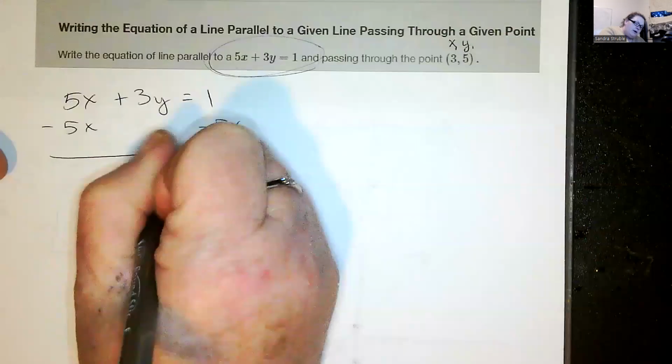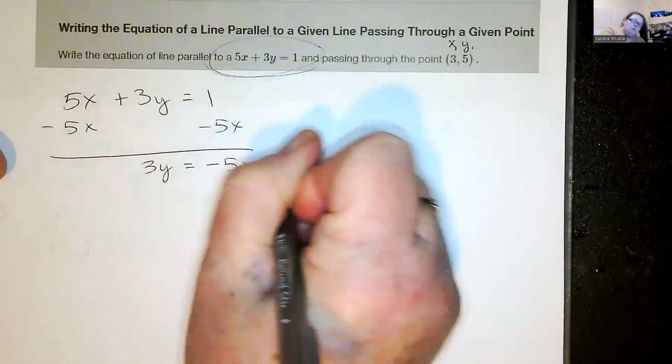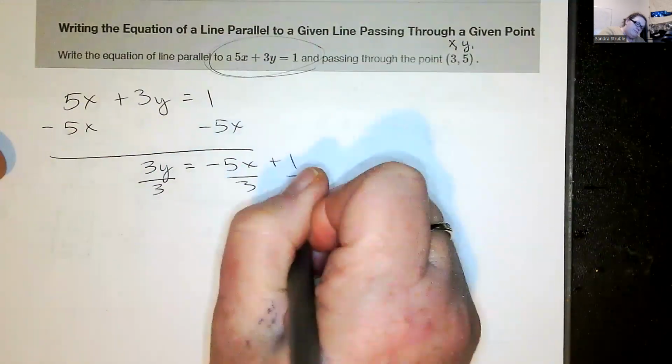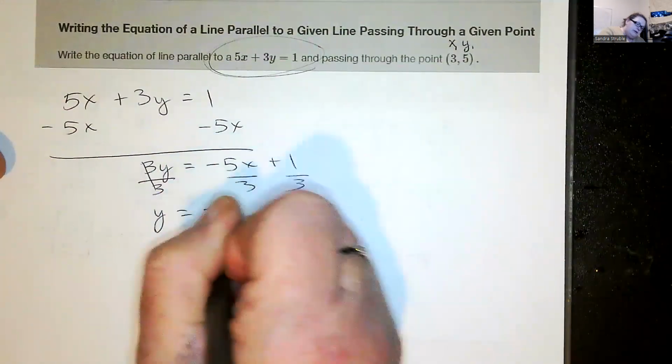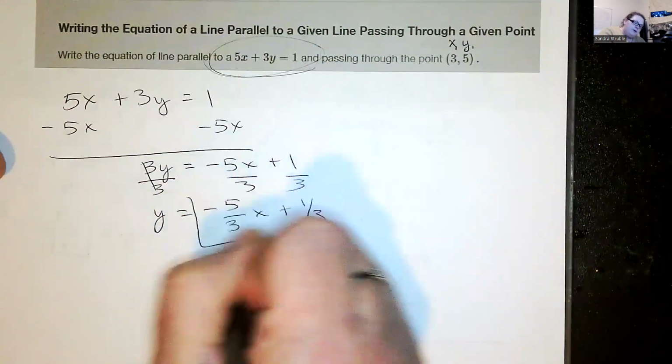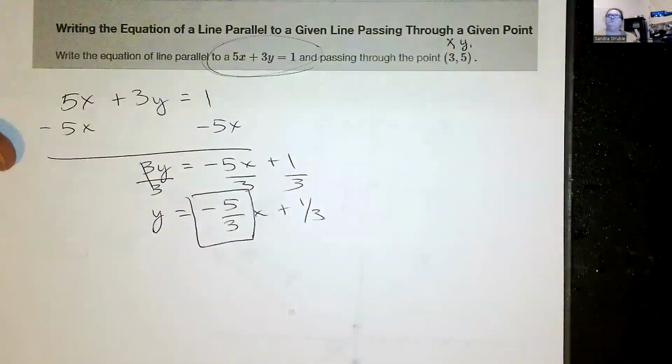We get 3y is equal to negative 5x plus 1. And then just divide everything by 3. Y equals negative 5/3 x plus 1/3. All I care about is this little critter right here.